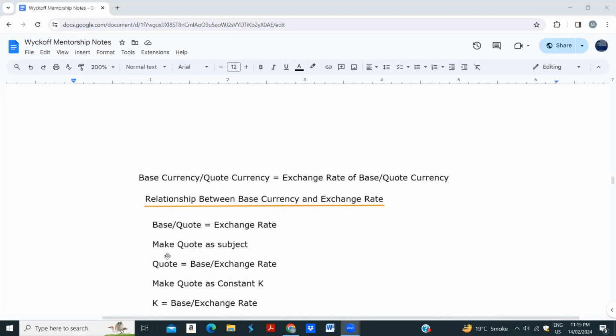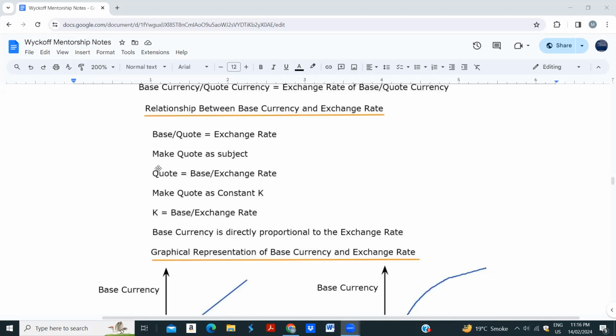Make quote the subject. So we send quote over here, and the exchange rate will be sent here. We will swap the places. So it will be written like this: quote is equal to base divided by exchange rate. Now we have to make quote constant k, so we replace quote with k. So k is equal to base divided by exchange rate. So we can say that the base currency is directly proportional to the exchange rate.